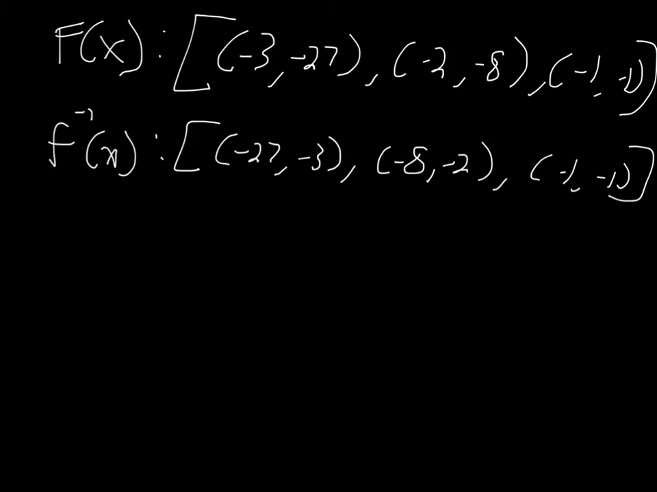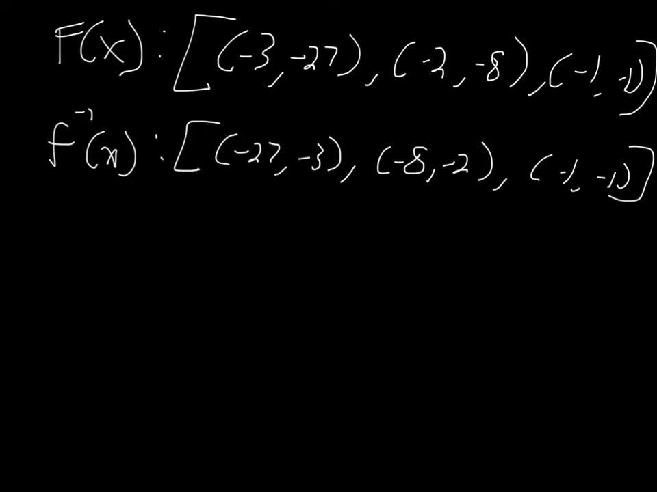So let's say it gives you these coordinates for f of x. F of x consists of the points (-3, -27), (-2, -8), (-1, -1). So the inverse coordinates, you just switch. Switch, switch. So (-27, -3), (-8, -2), (-1, -1).